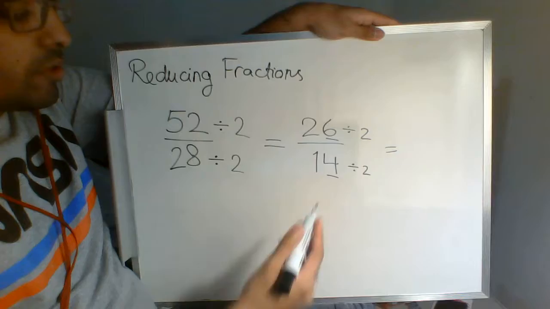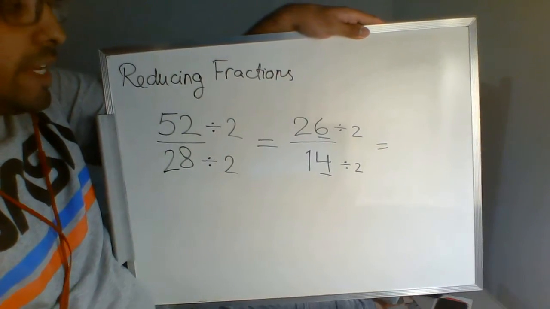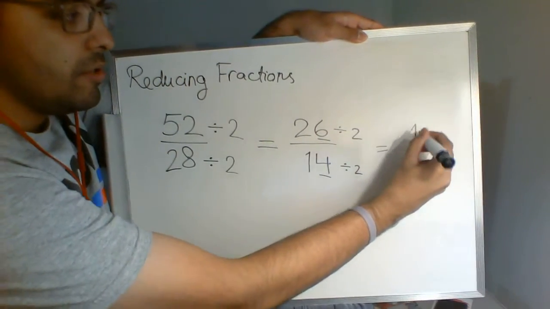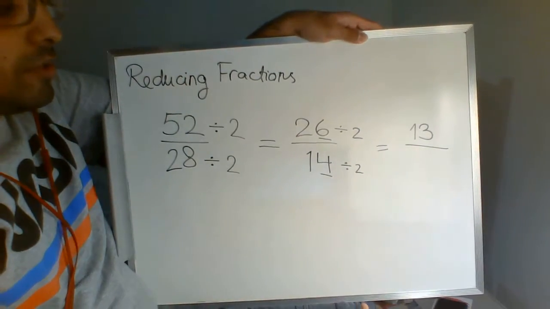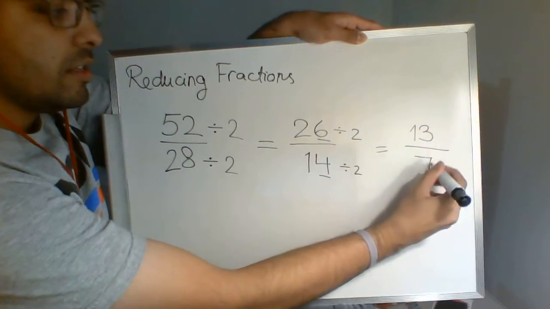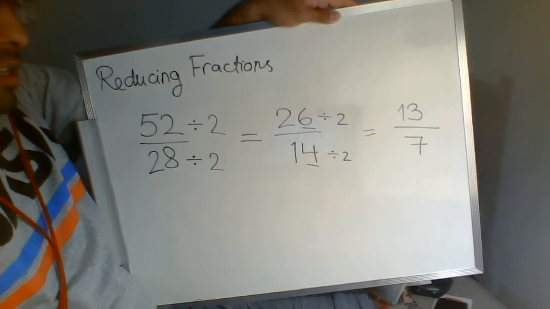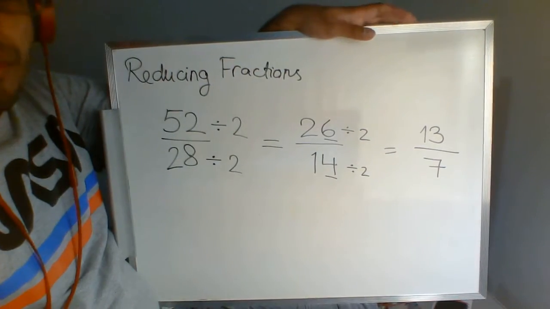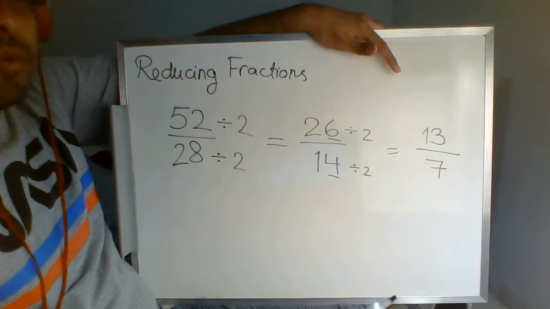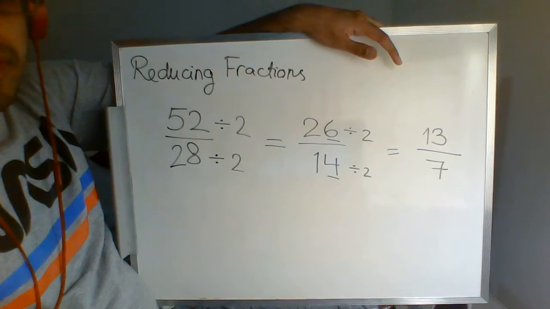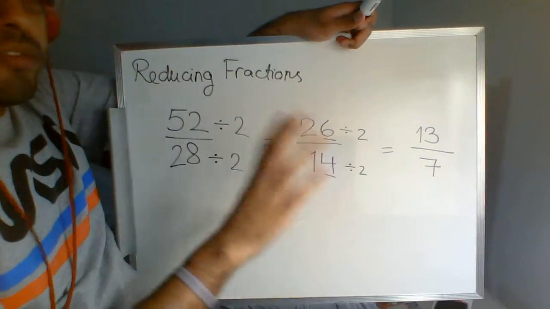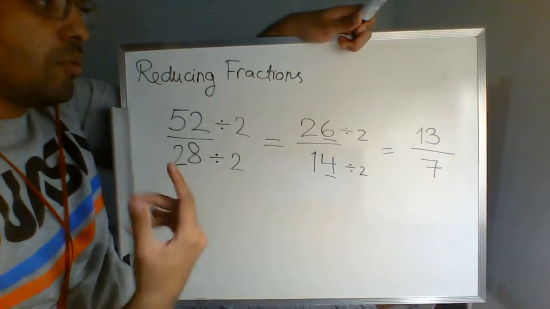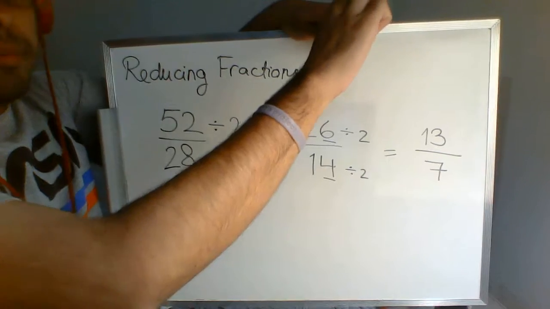So since they're both even, I can divide them by 2 again. 26 divided by 2 is going to give me 13, and 14 divided by 2 is going to give me 7. And 7 and 13 are both prime numbers, so that's the most reduced that I can get this particular question. Now, make sure you keep that 13 over 7 in the back of your head, because we're going to pull it out again in a few minutes.